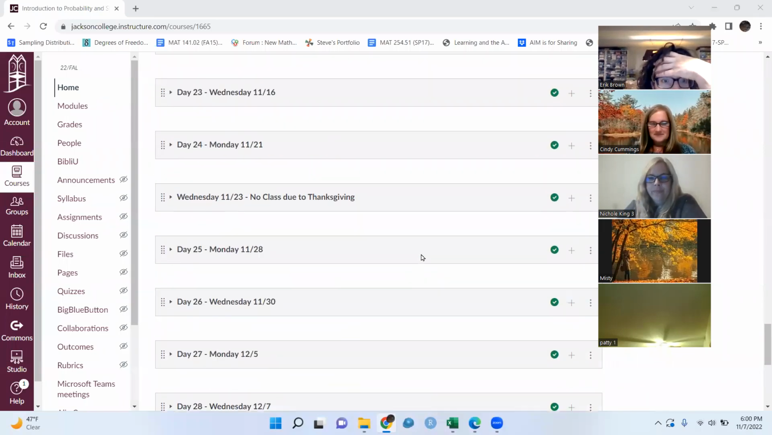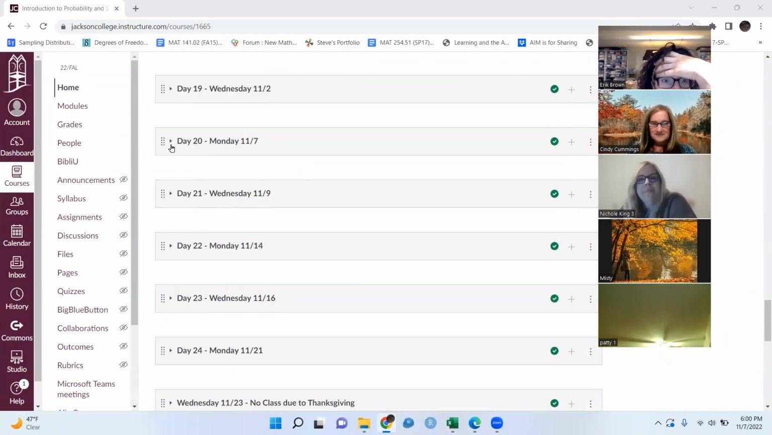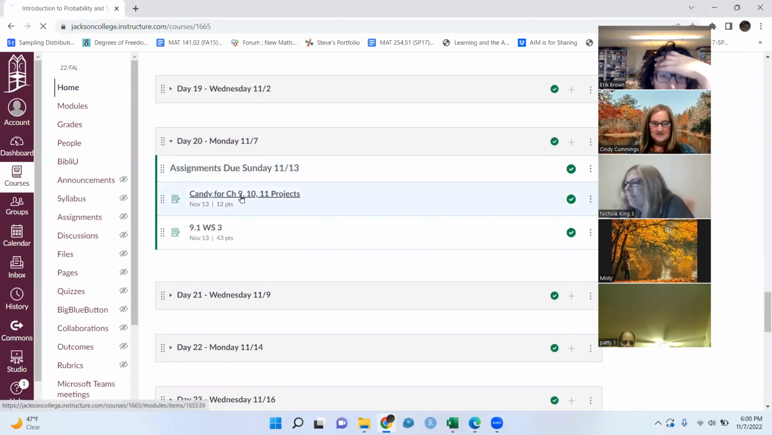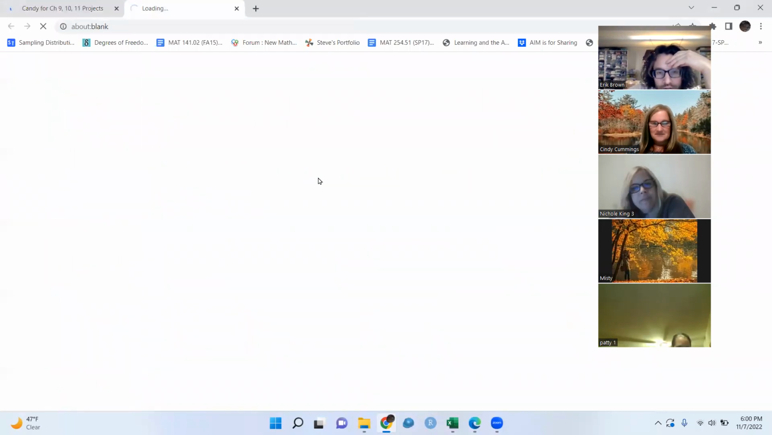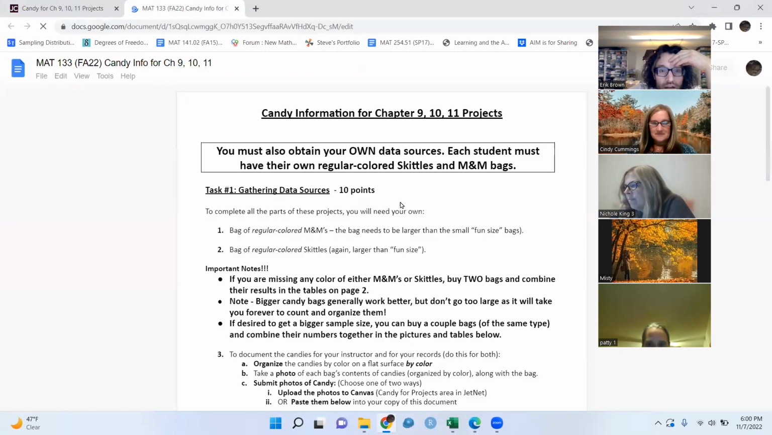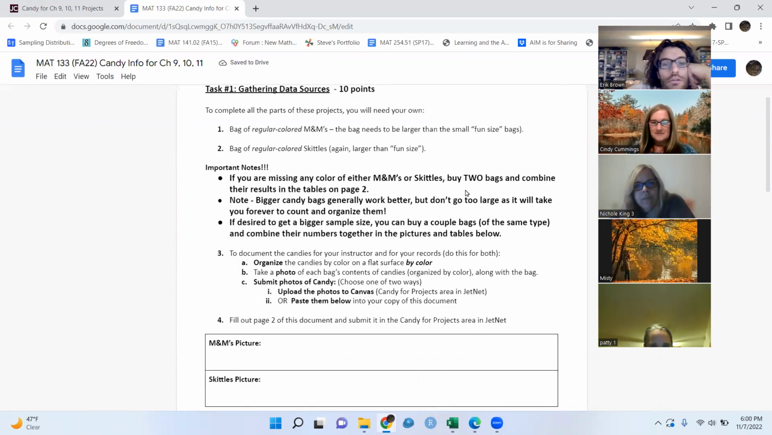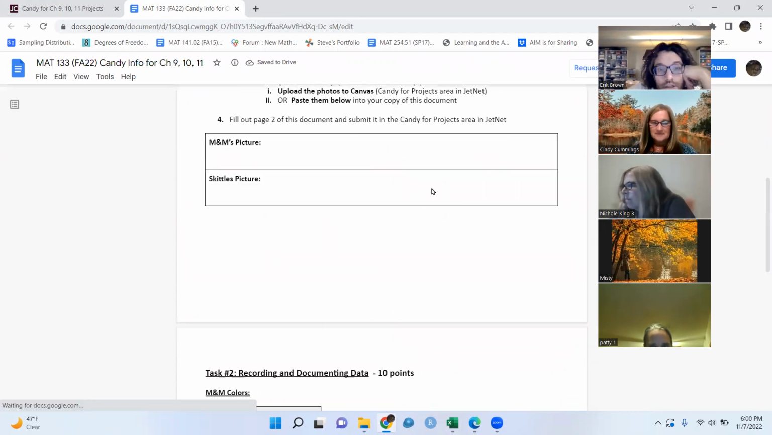So for what we're talking about here with the project, it's the counting of the candy. And you're going to use this data for the next 3 projects. You may want to print them out and do them by hand. You don't have to, but this one you don't need to print out.